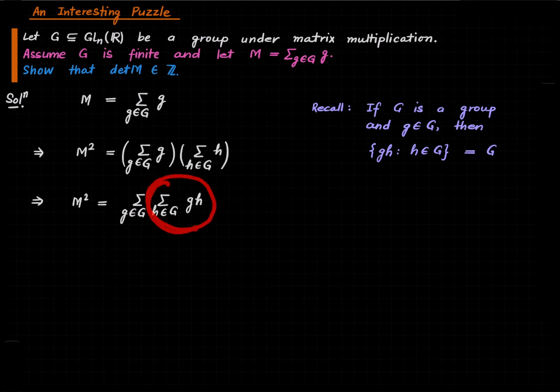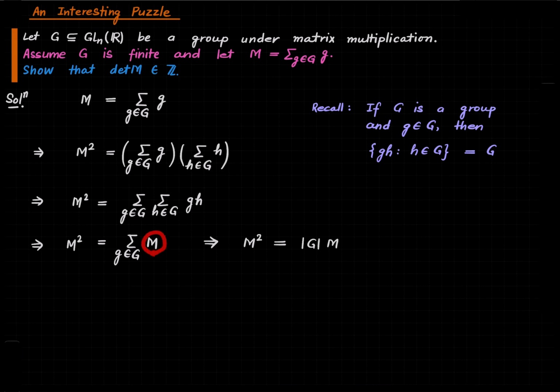So what is this sum? This sum is the same as M, because the elements that you see here are the same as the elements of G, just perhaps written in a permuted order. The order doesn't matter because addition of matrices is commutative, so in some sense there is no order. But whatever, I'm sure you understand that this is equal to M by using this particular fact. So this is equal to M, and that implies that we have this equation, because M will be added to itself |G| many times. So we have this equation.